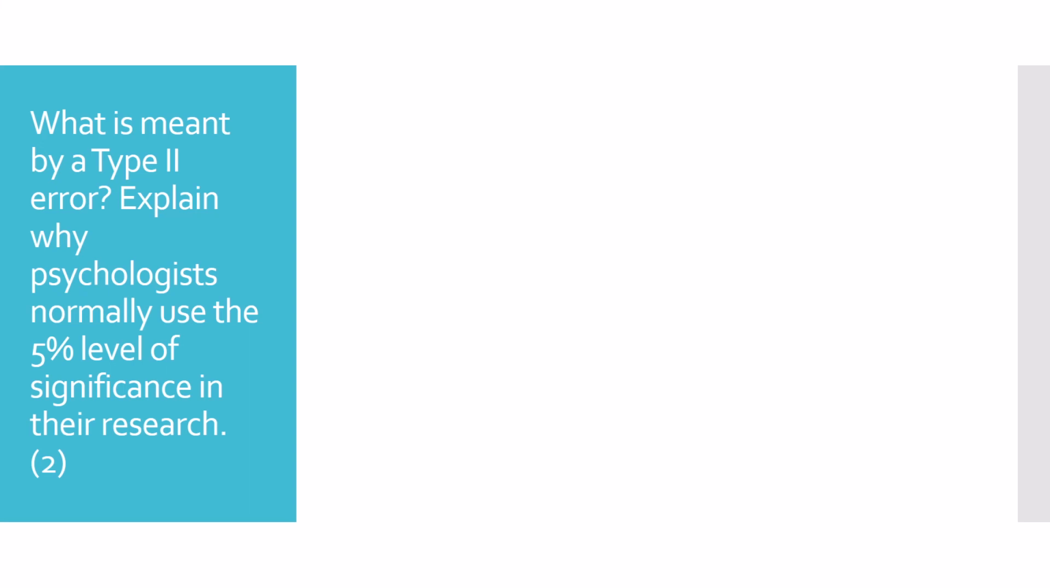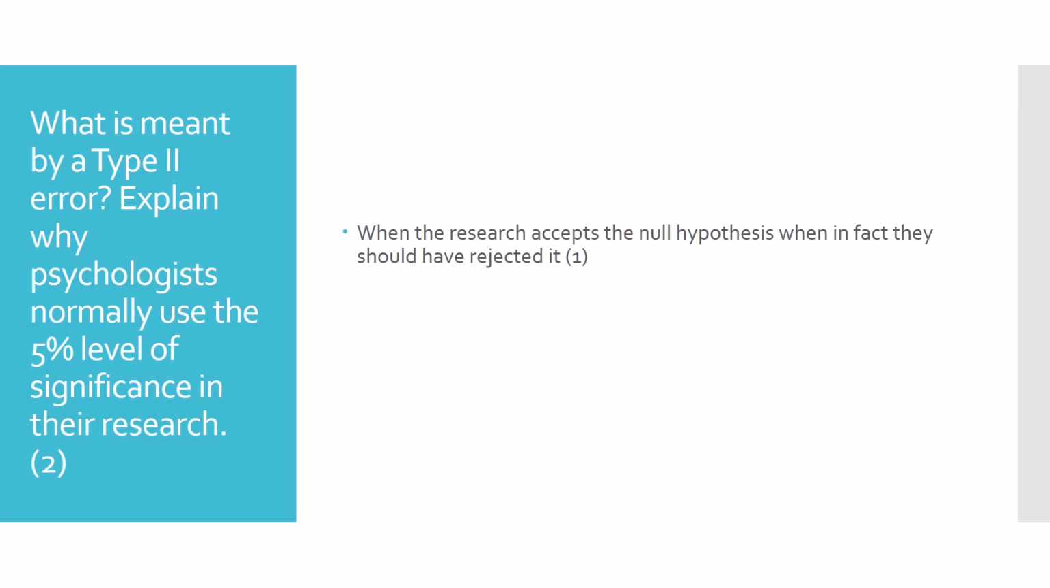Explain why psychologists normally use the 5% level of significance in their research. So, we've been through this, and I did say, you get 1 mark for saying type 2 error, and we've done definitions of those, and I also mentioned a couple of times in class why we might use a 5% significance level. So these are 2 things you need to include, but they do only access 1 mark.